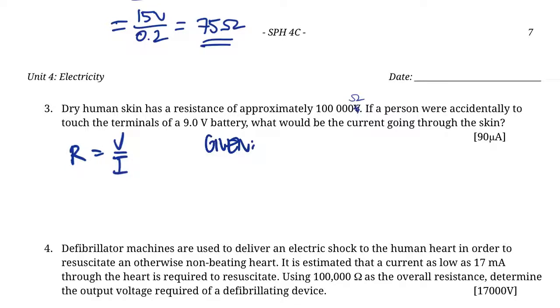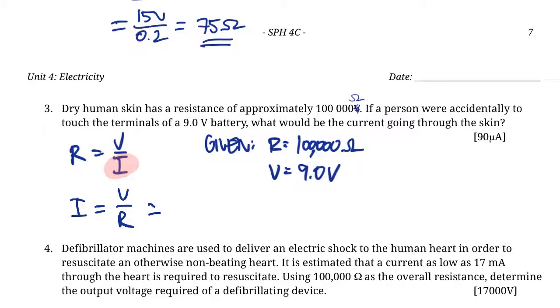Well, we're given the resistance of skin is 100,000 ohms, right? And we're given that the potential difference is 9 volts, right? Because it's just a 9-volt battery. So again, we can just plug this in. Now this time we're trying to solve for current, right? So in order to solve for current, we need to rearrange this. It's actually like the first question we did, right? So we can rearrange this by just cross-multiplying these 2 things or switching the places of those 2 things. And when we do that, we're going to get that I is just equal to V over R, right?